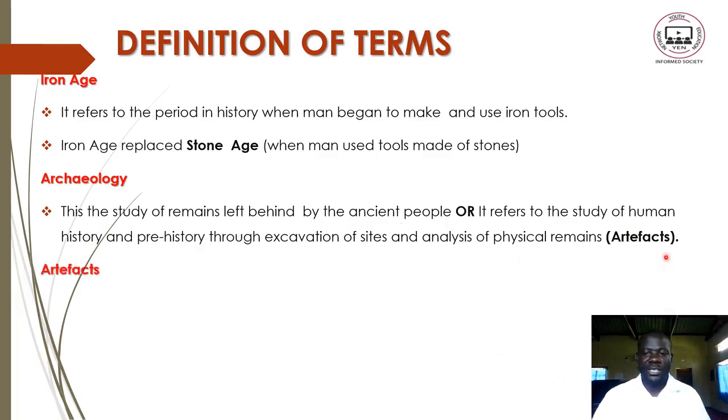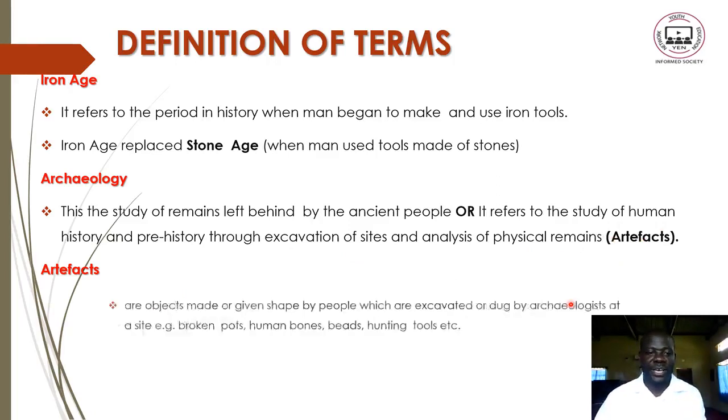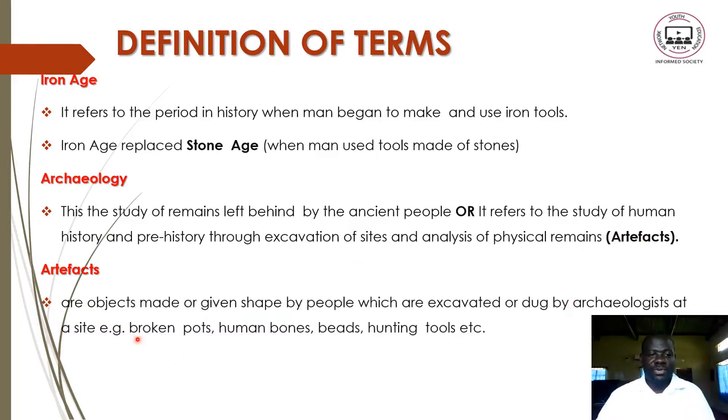Artifacts. We have already mentioned the artifacts, so let's try to define them. Artifacts are objects made or given shape by people which are excavated or dug by archaeologists at a site. Examples can be broken pots, human bones, beads, hunting tools, and many others.